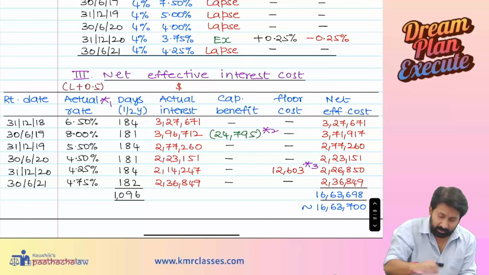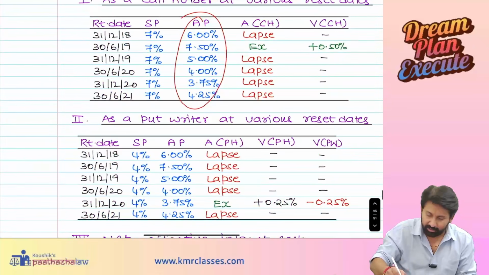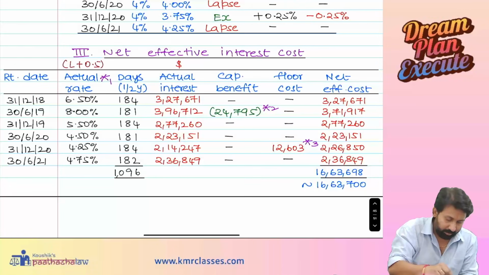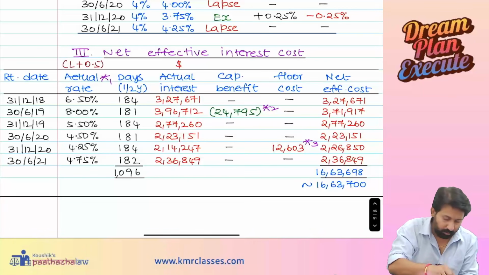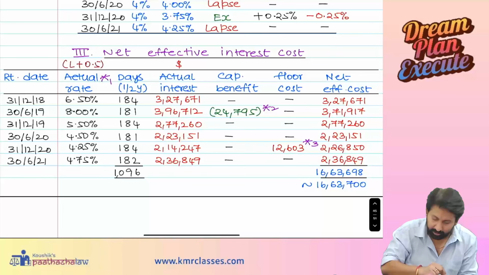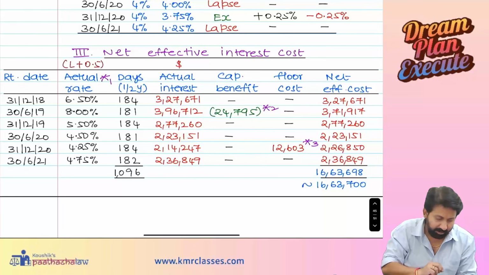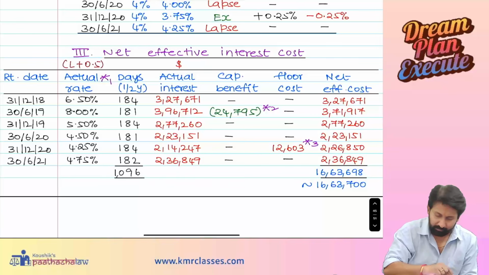So take calculator. Actual interest to the bank. How much is the loan? 10 million. 10 million is 1 crore. How much? 1 crore. Okay, 1 crore into 6.5% into 184 divided by 365. Okay, 184 divided by 365. So calculate the number and tell me.